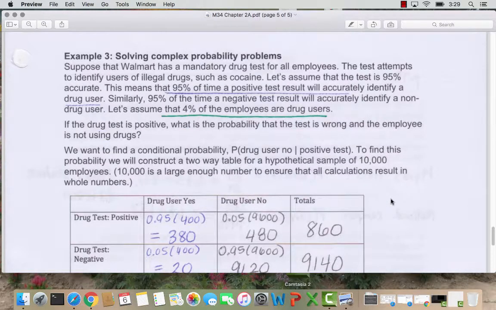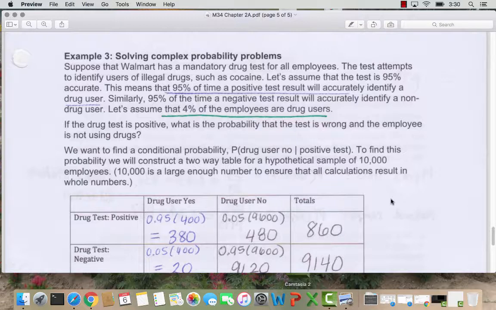So example 3 gives us a complex probability problem. This is about mandatory drug testing. Some stores have it, so we're going to suppose that Walmart might have it. And so our test attempts to identify users of illegal drugs such as cocaine. Let's assume that the test is 95% accurate. This means that 95% of the time, a positive result will accurately identify a drug user. So that means it's going to be wrong 5% of the time for a positive result. Similarly, 95% of the time, a negative test result will accurately identify a non-drug user.